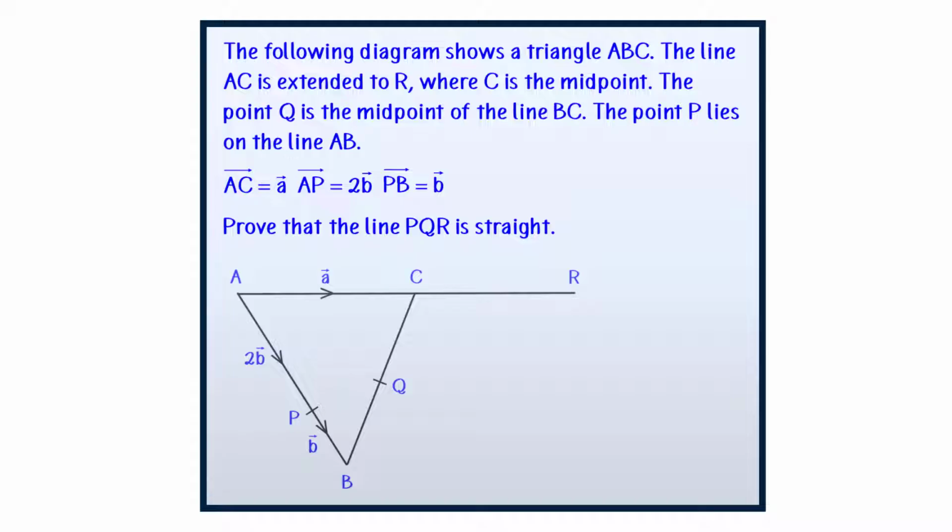The line AC is extended to R, where C is the midpoint. The point Q is the midpoint of the line BC, and the point P lies on the line AB. The vector AC is given as the vector a, the vector AP as the vector 2b, and the vector PB as the vector b. Prove that the line PQR is straight.